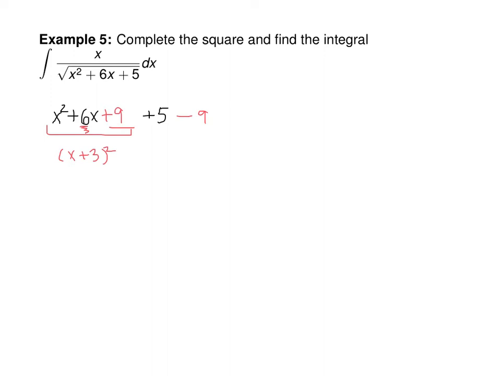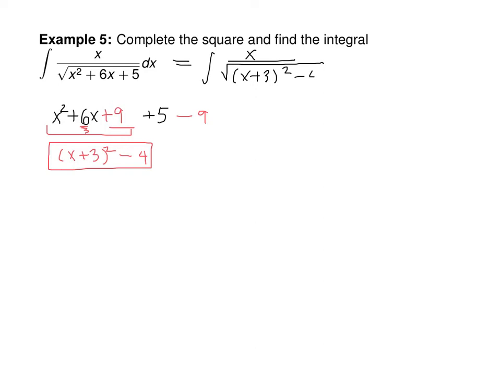So x squared plus 6x plus 5 is the same thing as x plus 3, the quantity squared, minus 4. If you were to multiply this out, like take x plus 3 multiplied by itself and then take away 4, you're going to get back x squared plus 6x plus 5. So this changes our original integral into the integral of x over the root of x plus 3, the quantity squared, minus 4 dx. And now that it's in that form, we can use the substitutions that we've used in previous problems to evaluate this integral.